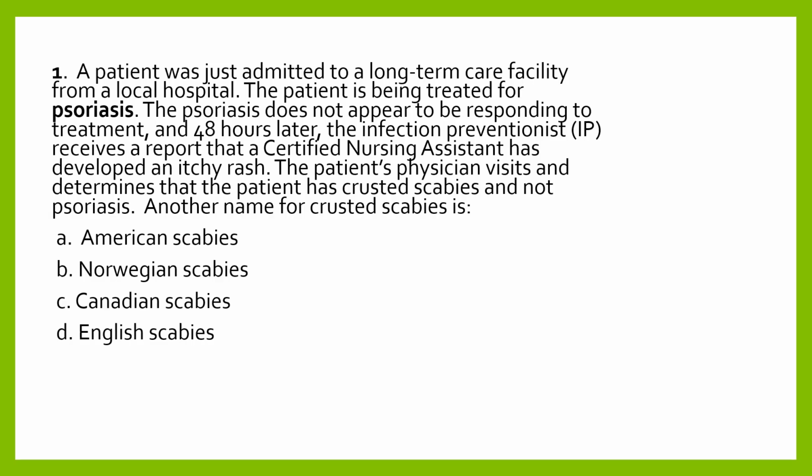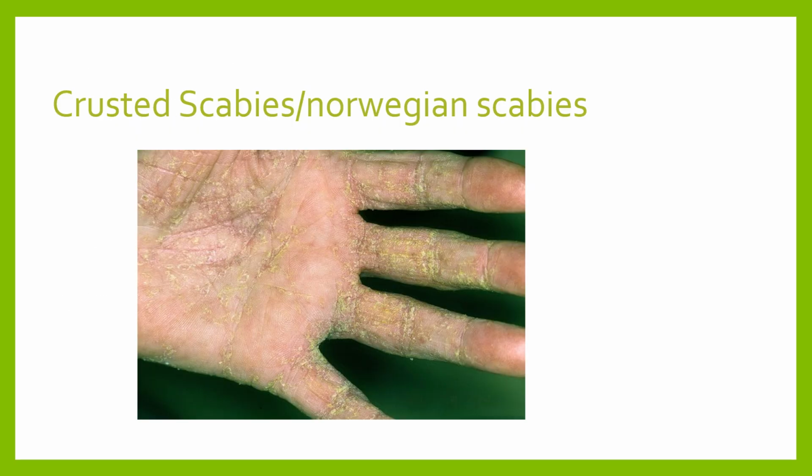Another name for crusted scabies is A. American scabies, B. Norwegian scabies, C. Canadian scabies, or D. English scabies. The answer is B. Norwegian scabies. Crusted scabies is just another name for Norwegian scabies. It's a severe, highly contagious form with a huge number of mites. This is important because it spreads easily, not just skin to skin, but also through contaminated surfaces.